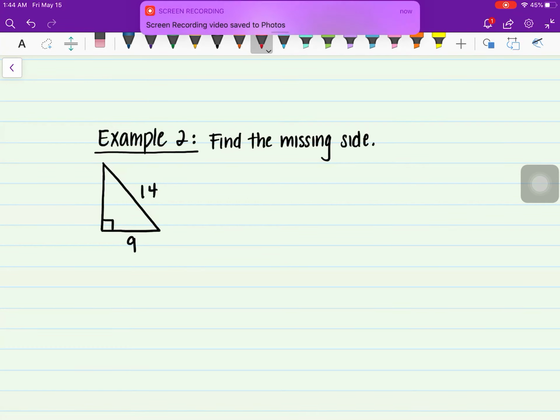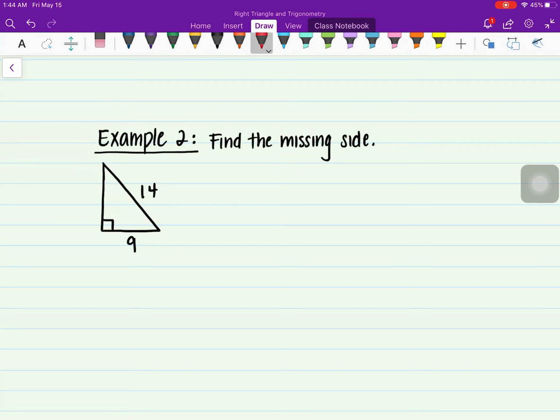Alright, you guys, so moving on to example 2 here, we're asked to find the missing side of our triangle. Now, we do have two sides labeled here or given with the measurements. So what we have to do here is basically identify which ones are A, B, and C. And whenever we're identifying which one's which, we're going to go ahead and start off with our C value.